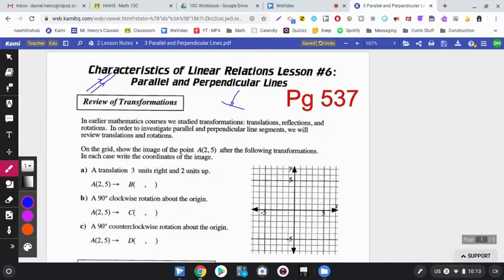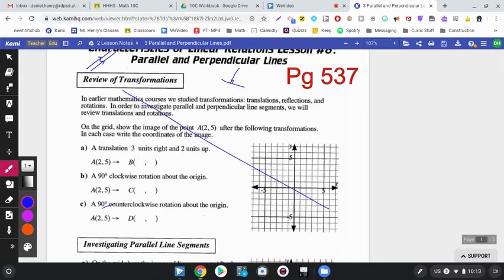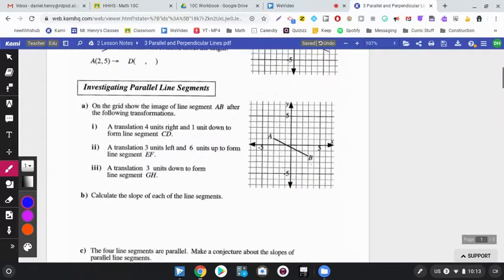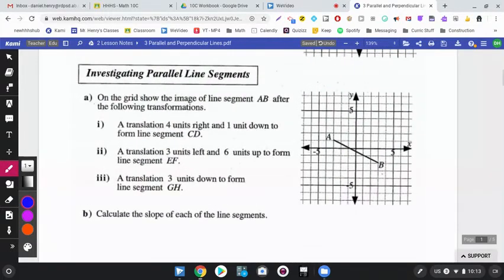Okay, so very quickly, it asks us to review transformations. So what we're going to do is explore looking at some parallel lines, and then explore looking at some perpendicular lines. To be honest, I don't really care about you doing the transformations. I'm going to do the transformations for you, and then we can explore the slopes of these lines. So we'll skip the little review, and then we'll just do it.